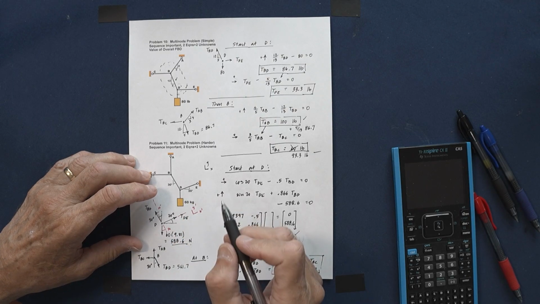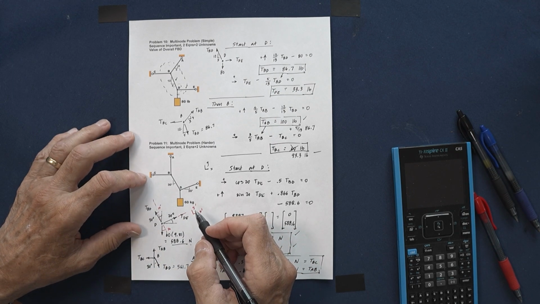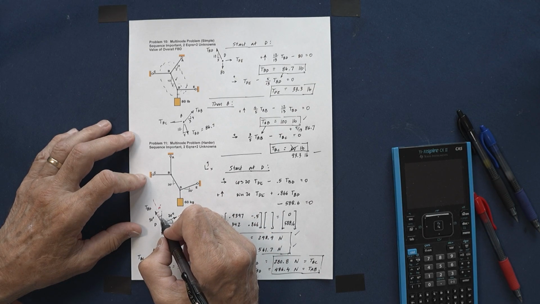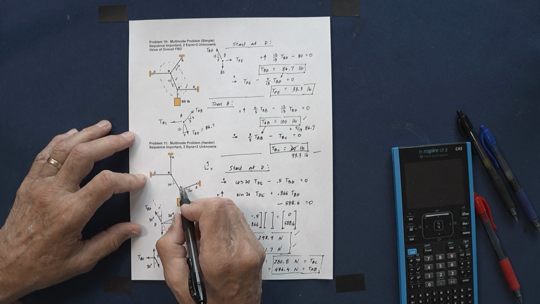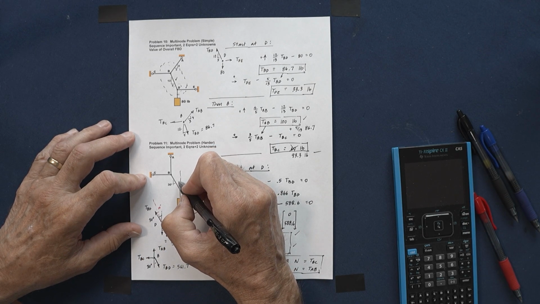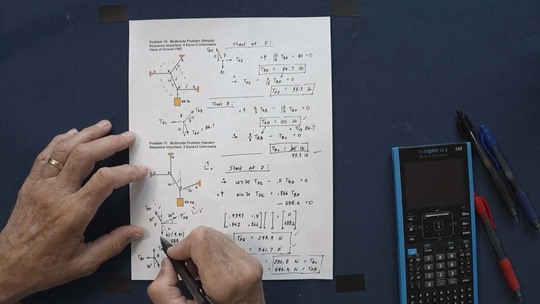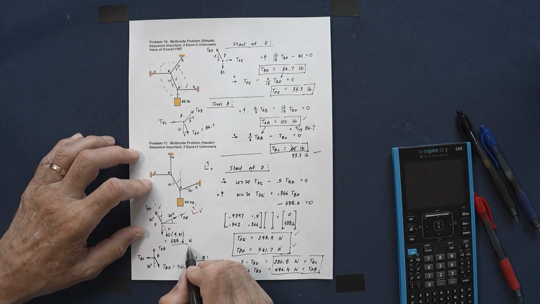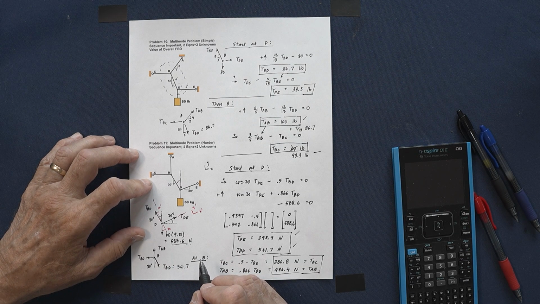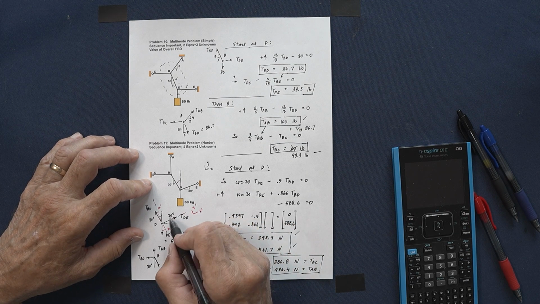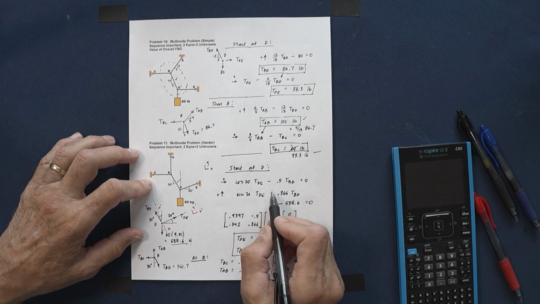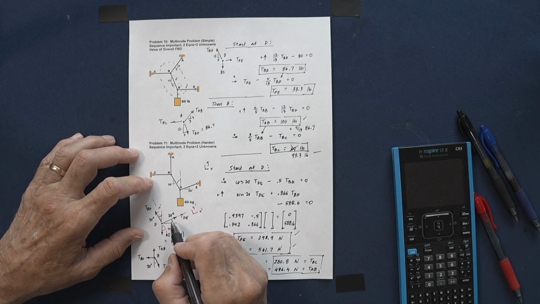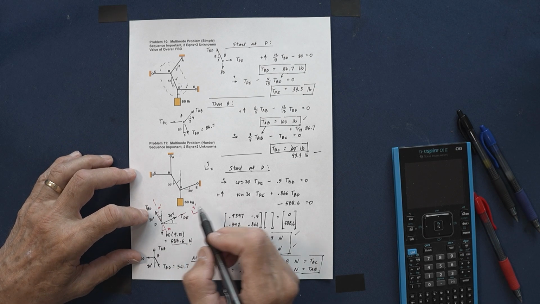So if we start at D, this is our free body diagram. We've got TDE at 20 degrees. I have TBD at 30 degrees from vertical. And then I have a weight, which is 60 times 9.81, which is 588.6. I could rotate the coordinate system, but I just chose to use X and Y.